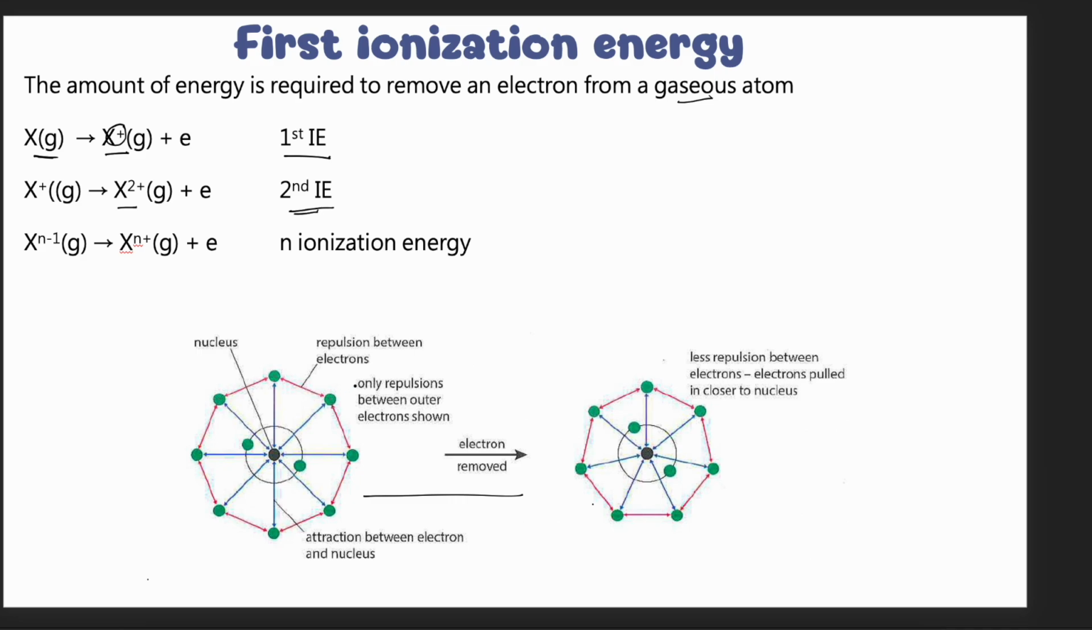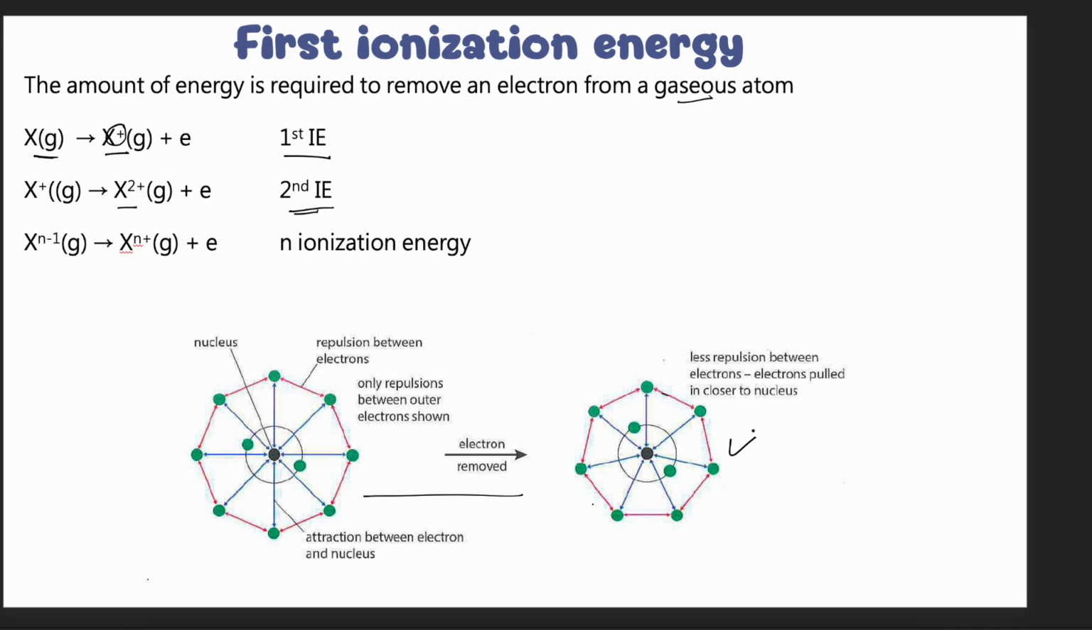Okay, and after we remove one electron, the repulsion becomes less. So like in this figure, the attraction between electrons and the nucleus becomes stronger. So these electrons will be pulled closer to the nucleus, so you need more energy. After you remove the second electron and you want to remove the third electron, again the repulsion becomes less and then the attraction becomes even stronger. So you need more energy to remove the third electron.